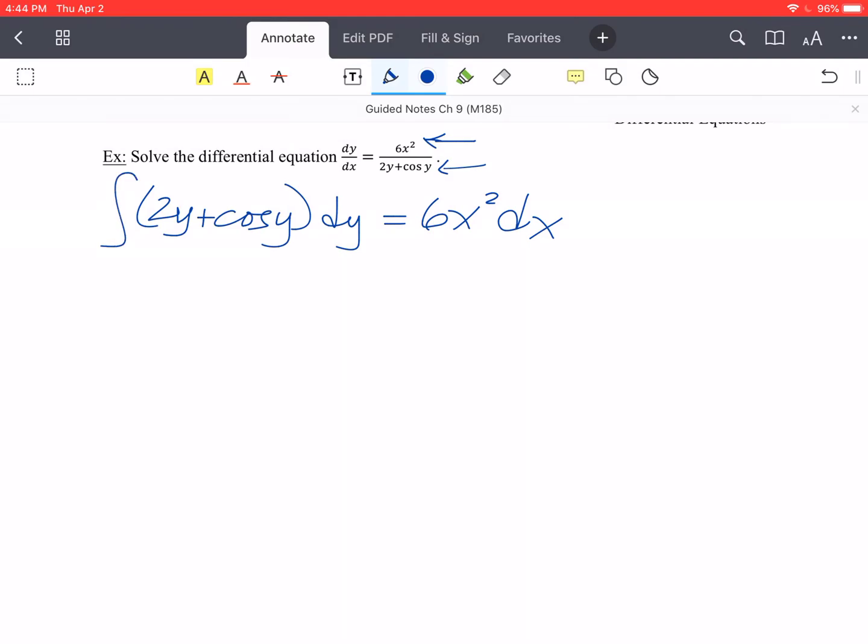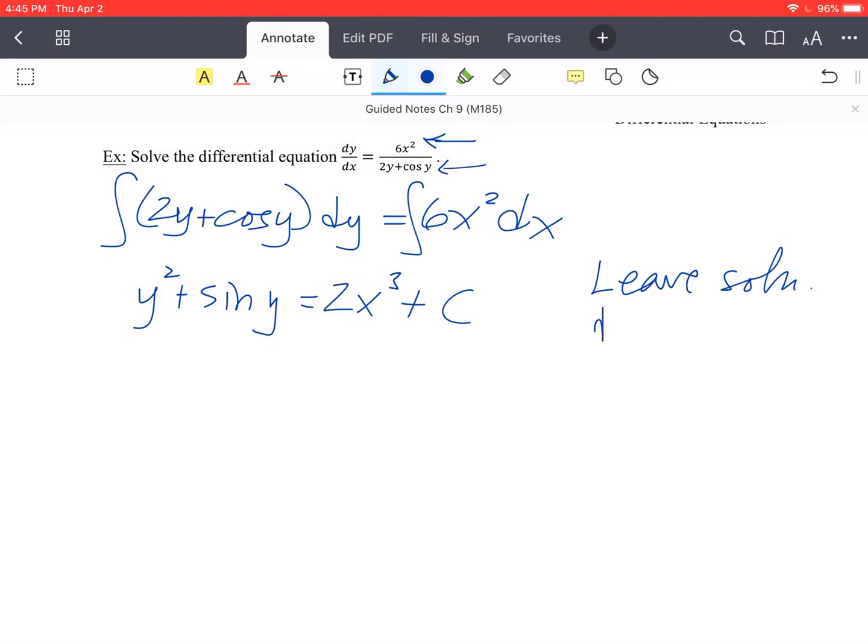Okay, and then integrate both sides. That gives us y squared plus sine of y equals 2x cubed plus c. And we don't need the arbitrary constant on both sides. We just need one because it encompasses all of them, all the possible additional values. And this, we really can't do anything else with because notice you have the y squared term and the sine of y. You can't get one y by itself. So this one we are going to leave solution defined implicitly.